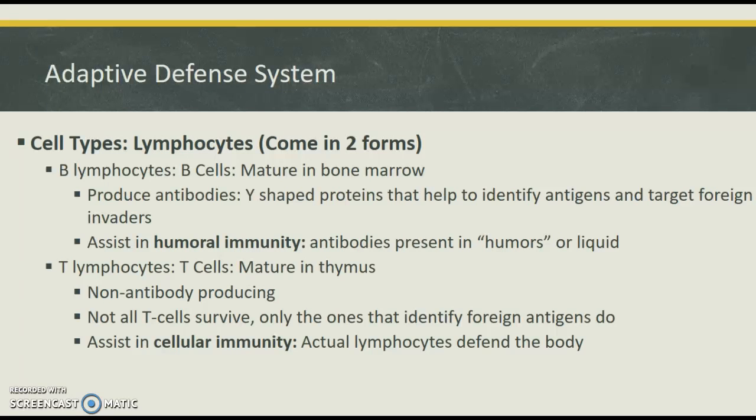And you've probably heard of antibodies before. Antibodies are these really cool proteins. They're Y-shaped, and they help to identify antigens and target foreign invaders. They also assist in what we call humoral immunity, which means they're going to be present in humors or liquid. Then we have our T cells, which are going to mature in the thymus, T for thymus. These do not produce antibodies. And these are really important because once they mature, they help to identify foreign invaders and can actually even kill your own cells.